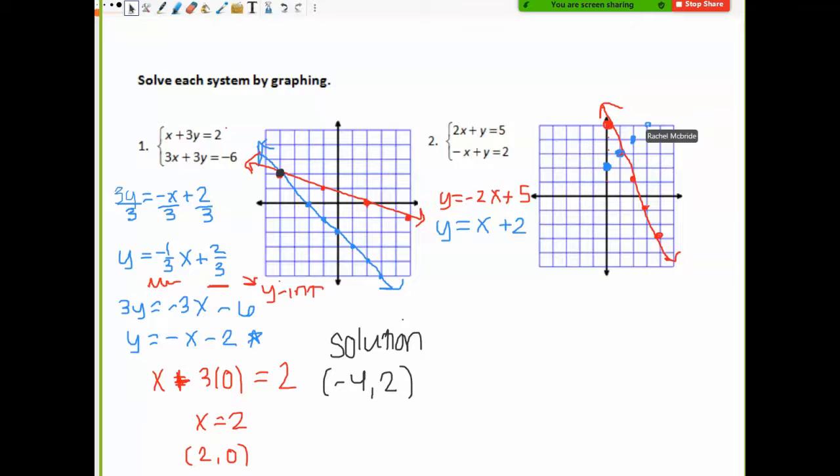Once the two lines intersect, I kind of stop drawing in my dots because that tells me where my solution is. So the solution to this system is once again that point of intersection. So it's at (1, 3). And that's my solution. The solution is the point of intersection, in this case, at (1, 3).